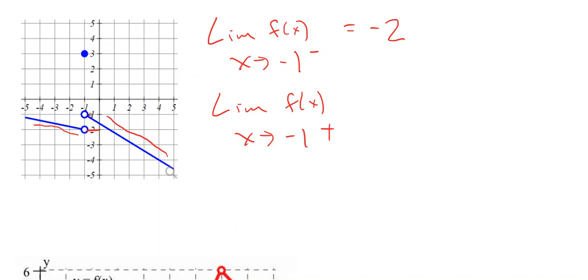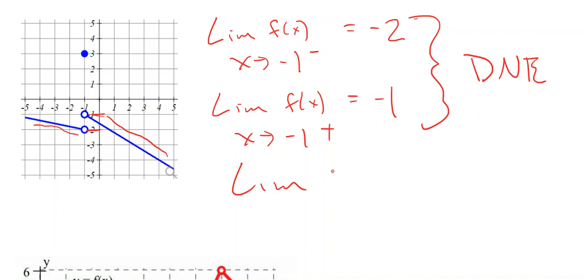Now we're approaching -1. So the graph is approaching -2 from the left. It's approaching -1 from the right. So because these are different, the limit does not exist. The limit of the function as x approaches -1 does not exist.